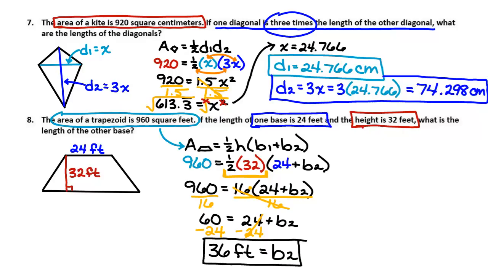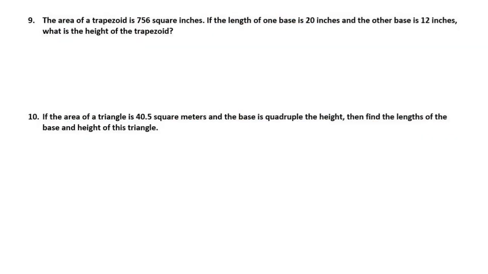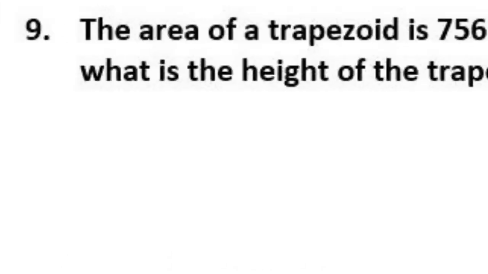We've got 2 more problems left to go for today. Let's look at number 9. The area of a trapezoid is 756 square inches. If the length of one base is 20 inches and the length of the other base is 12 inches, what is the height of the trapezoid?